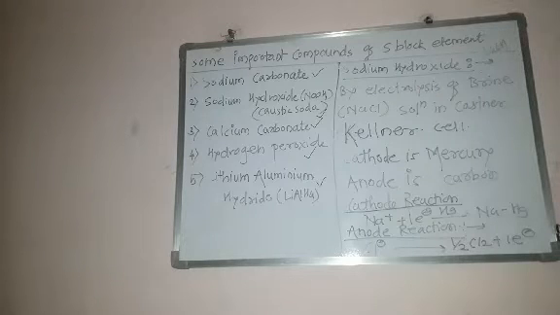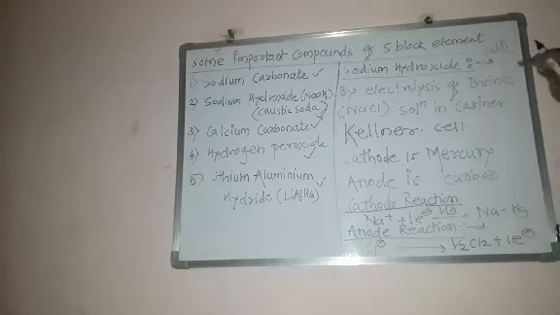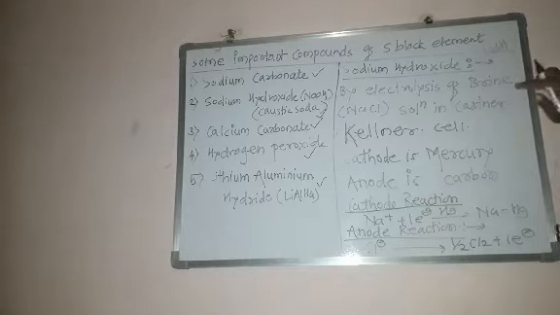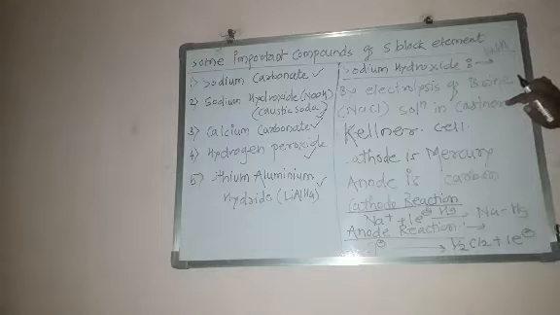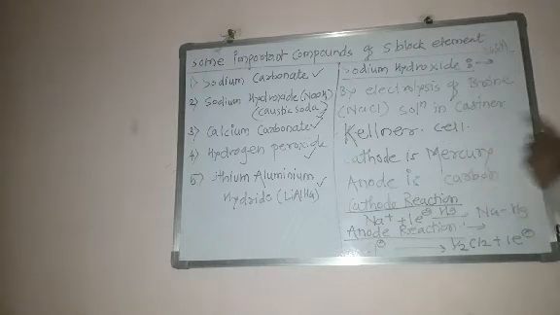This electrolysis process is carried out in an electrolytic cell, and the cell used during the electrolysis for sodium hydroxide is the Castner-Kellner cell. Sodium hydroxide is prepared by the electrolysis process carried out in the Castner-Kellner cell. This cell consists of 2 electrodes: the first electrode is a cathode and the second electrode is an anode.